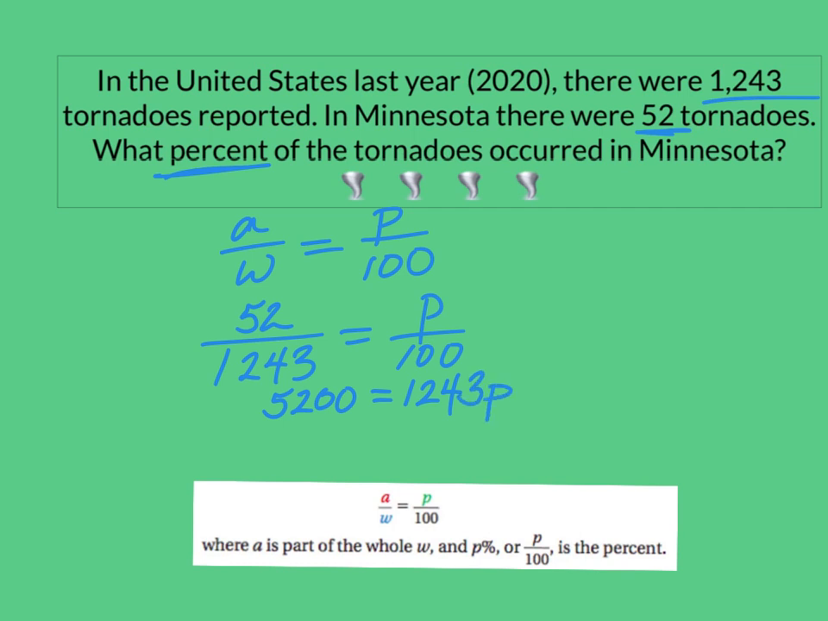1,243 times P. You can see these are going to be tricky numbers, so I need to divide both sides by 1,243. When you do that, you're going to end up with kind of an odd long number. So if I do 5,200 divided by 1,243, I get the percent of about, I'm just going to round to the nearest hundredths place, 4.18 percent. Okay. So that would be my percent. So just a little over 4% of the tornadoes were in Minnesota.